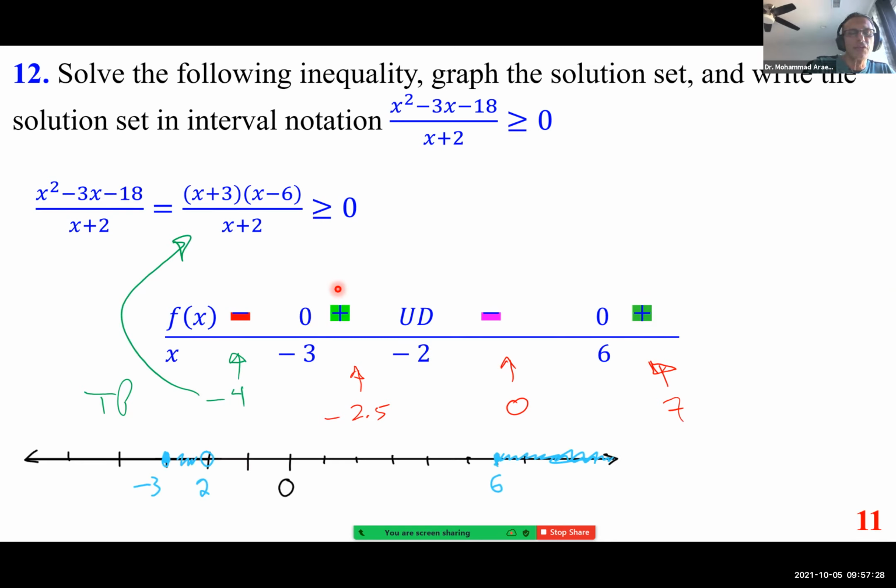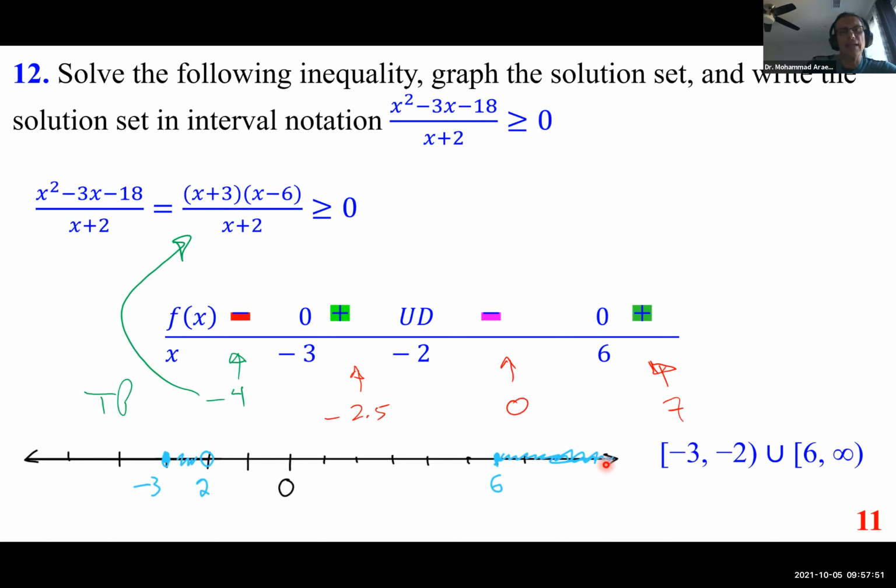Is -2 included? No. Why not? Because it's in the denominator, which makes it undefined. Is -3 included? Yes. Is +6 included? Yes. This is a graph on a number line, and this is in the form of interval form.